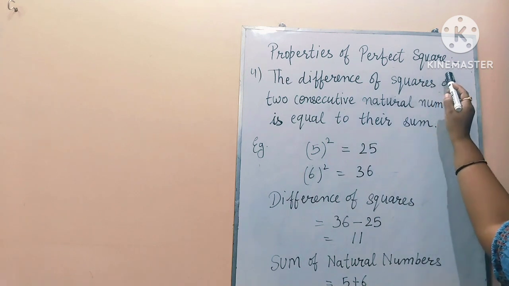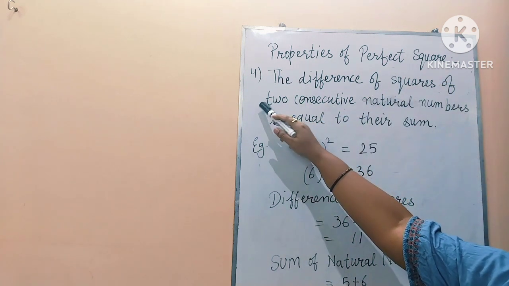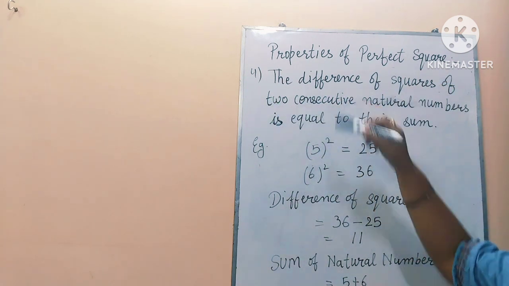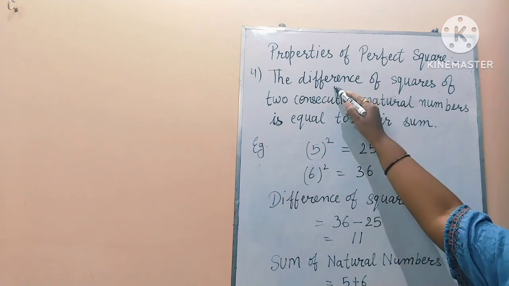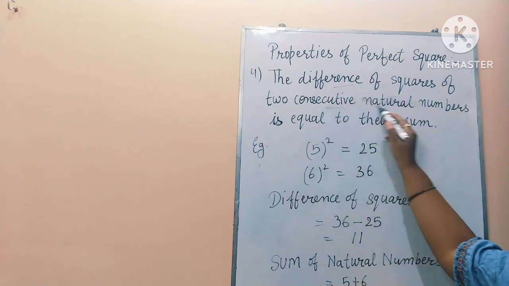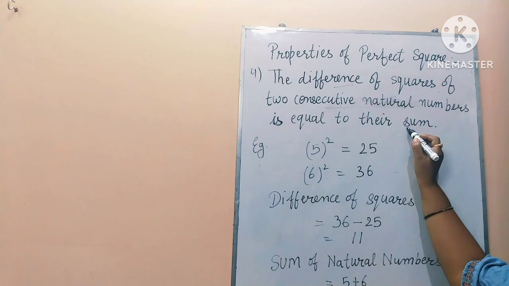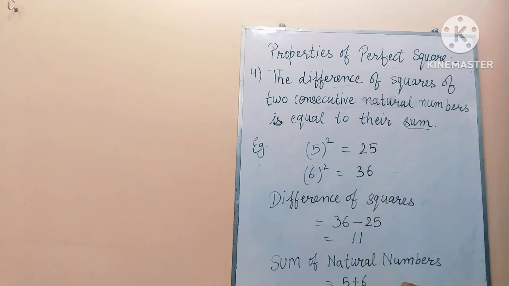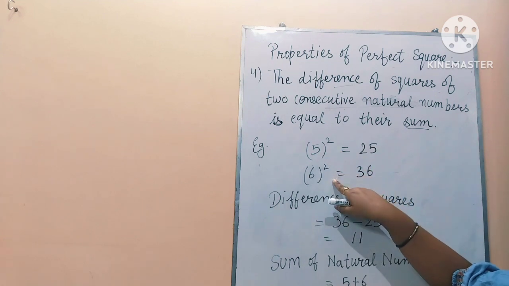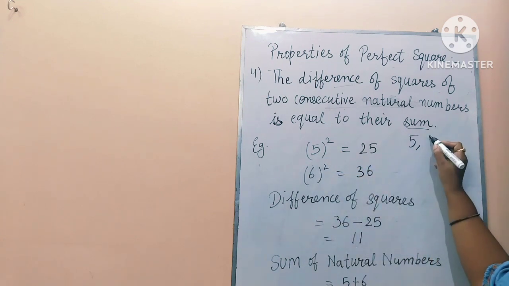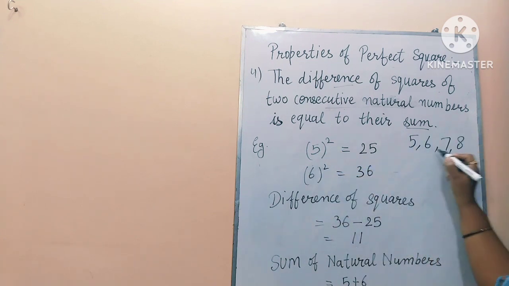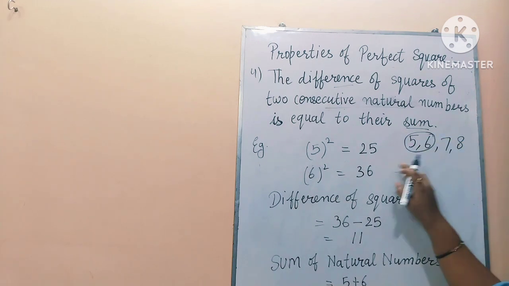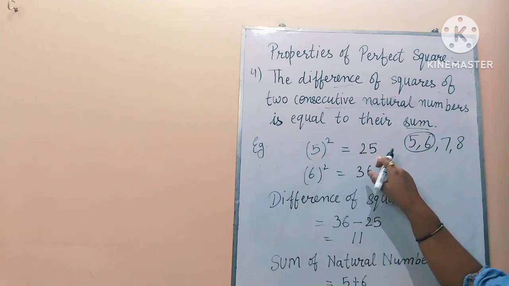So properties of perfect square. The fourth property is the difference of squares of two consecutive natural numbers is equal to the sum of the natural numbers. Now what are consecutive natural numbers? Any two numbers which are one after the other. For example 5, 6, 6, 7, 7, 8. So I am taking here 5 and 6.